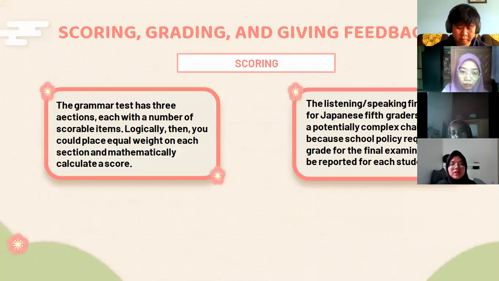Scoring, the first one is scoring. Your scoring plan reflects the relative weight you place on each section and on the items in each section. The grammar test has three sections, each with a number of scoreable items. Logically, then, you could place equal weight on each section and mathematically calculate a score. The next is the listening or speaking final exam for Japanese fifth graders, which presents a potentially complex challenge because school policy requires 1 grade for the final examination to be reported for each student.